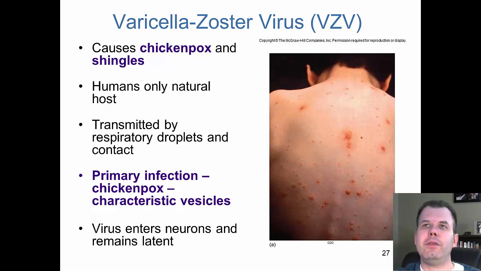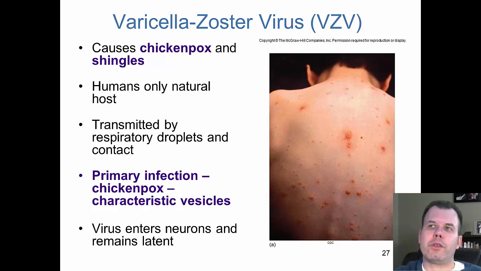Again, this is the VZV. It causes chickenpox, and if you had chickenpox, you're now at risk for getting shingles later in life. Humans are the only natural host in this, and again, it's transmitted by respiratory droplets and direct contact from person to person. Primary infection is the chickenpox, and that is the characteristic vesicles that develop.